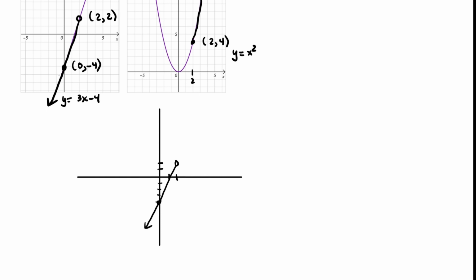And then our second piece starts at (2, 4), so just 2 units above the open circle. And it curves upward from there, just like y equals x squared did. And that is the graph of our piecewise function.